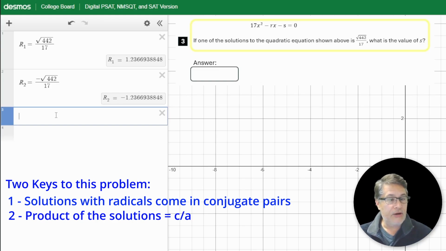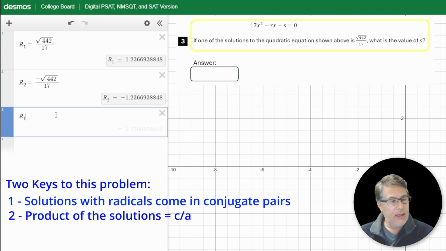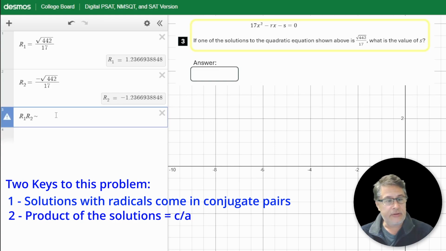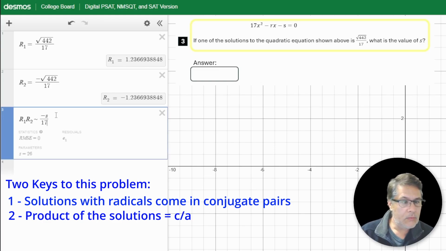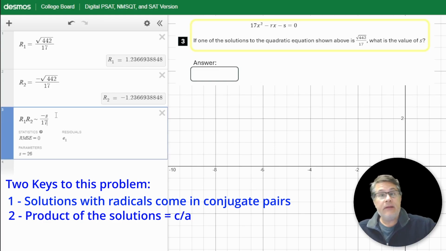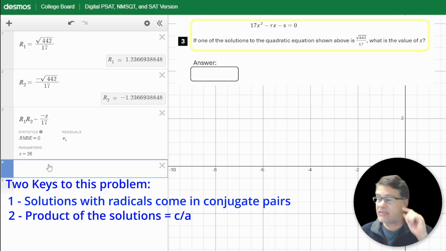So guess what? We're going to go product of the solutions in DESMOS, so that's obviously R1 times R2, tilde, okay, we're going to do a regression, and it's going to equal C over A. My C value, of course, is negative s, and my A value is going to be 17. And boom, done. Guys, we're done. That's it. The answer is 26, and look how clean and beautiful that is.